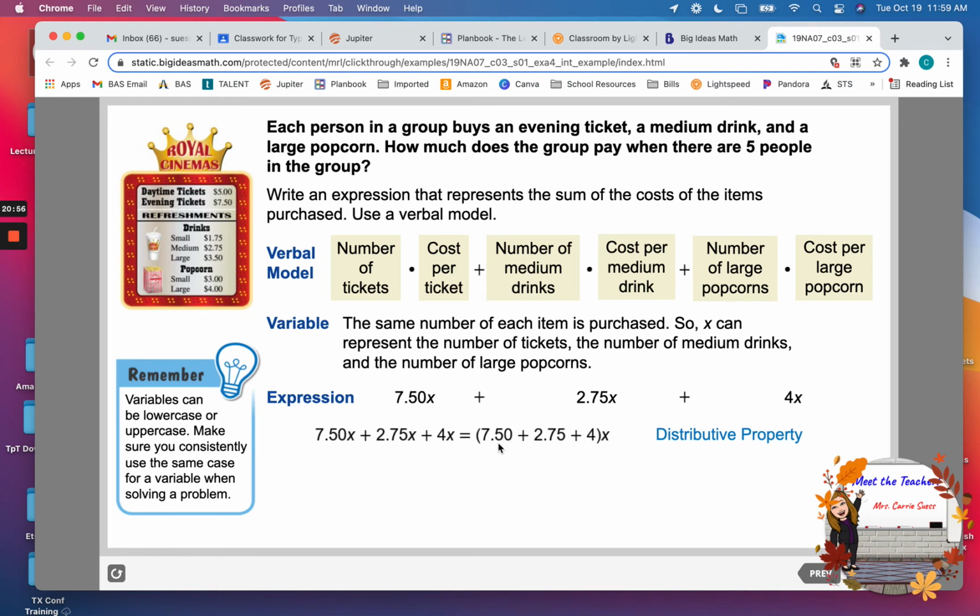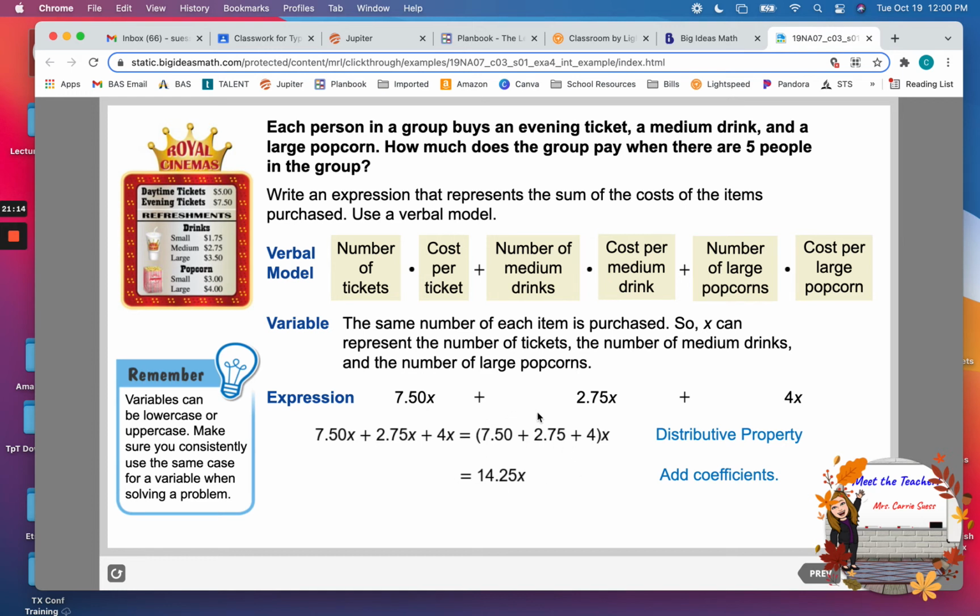Somebody tell me, what is 7.50 plus 2.75 plus 4? I can't add today. Yes, you can. I believe in you. What is 2.75 plus 4? 13.25. It's 14.25. So close.